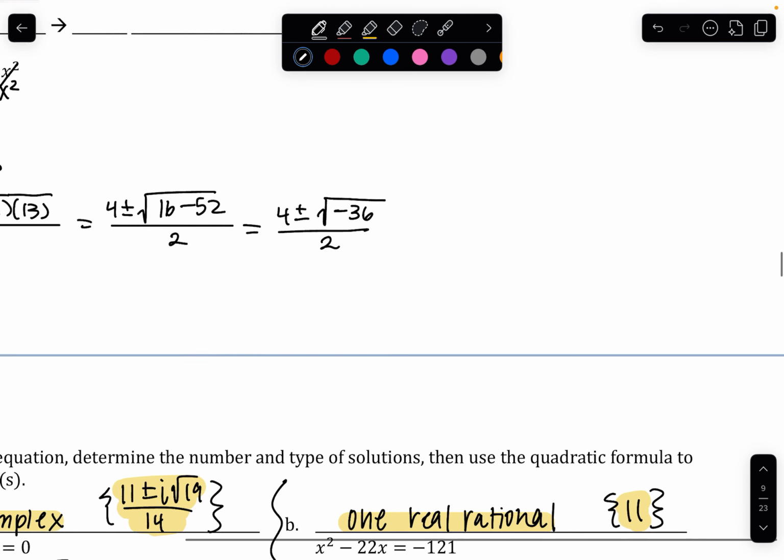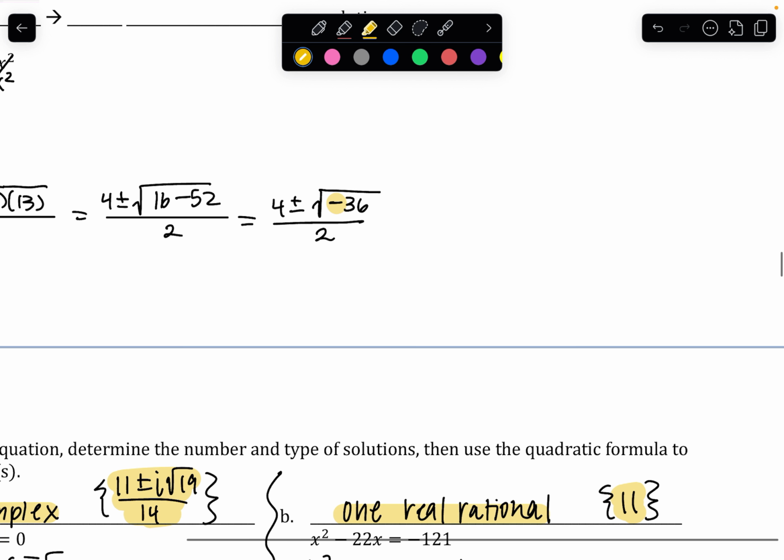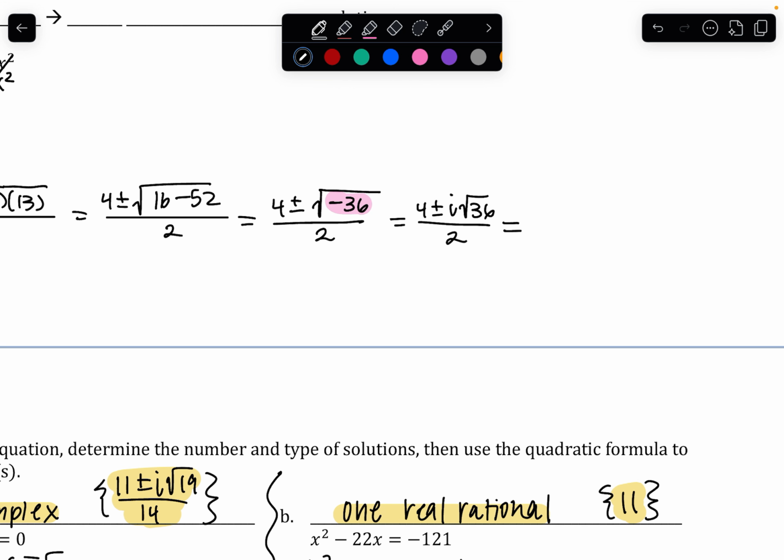Okay, and now negative 36 is not a perfect square, but remember, not negative, but 36 is. Anytime you have a negative inside, that means you have to take an i out. Okay, that means it's going to be imaginary. Okay, and then we can simplify square root of 36 to just a 6.